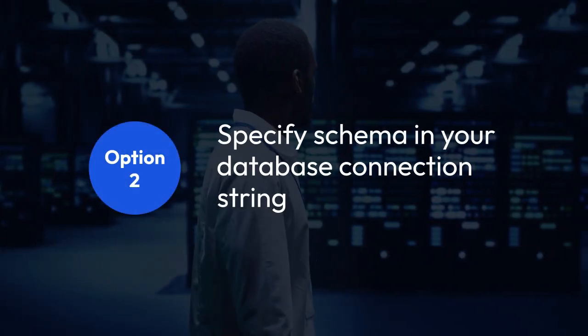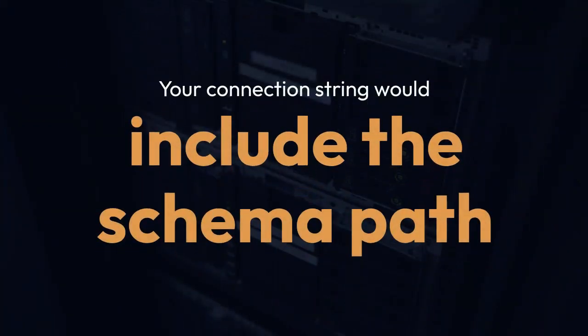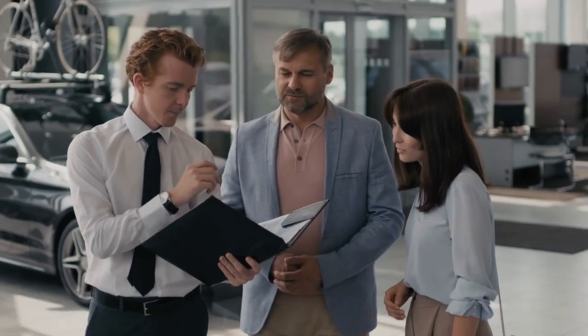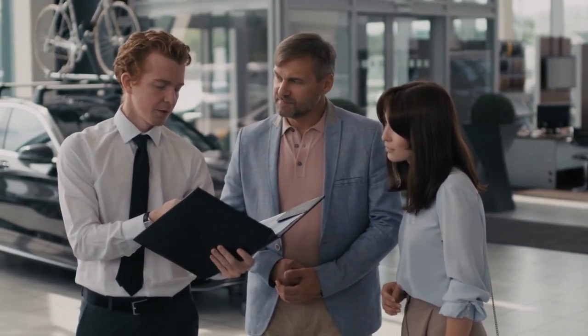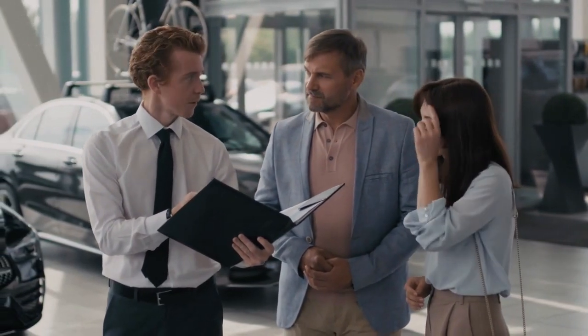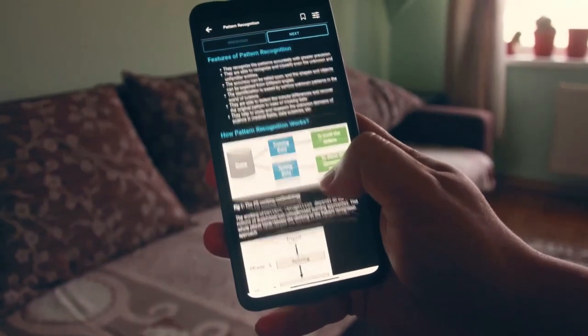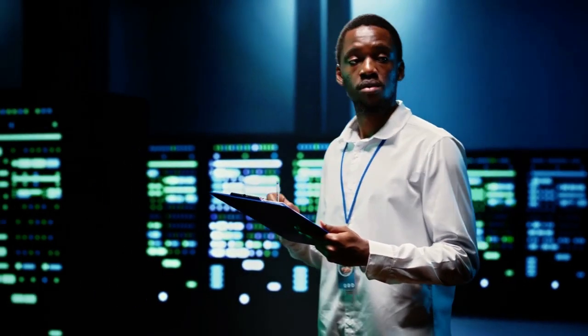Option 2 is the inverse. Only specify the schema in your database connection string. In this case, you would not pass the schema argument to df.to_sql. Your connection string would include the schema path, and your df.to_sql call would simply be df.to_sql(your_table_name, con=engine, if_exists='replace', index=False). Both methods work perfectly, but the key is consistency. Choose one place to define your schema and stick to it.